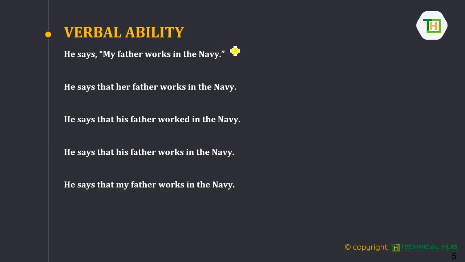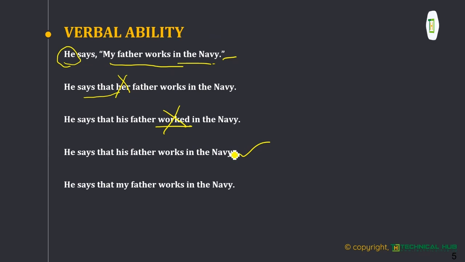Again, this is a present simple statement, so the statement should not change into any other tense. He says that, see, my changes to his. That means this sentence is completely a blunder. He says that his father worked. Worked is a past form. This is again a mistake. He says that his father works in the Navy. This is a present simple form and it is absolutely correct. He says that my father, no, this is wrong. My becomes his.